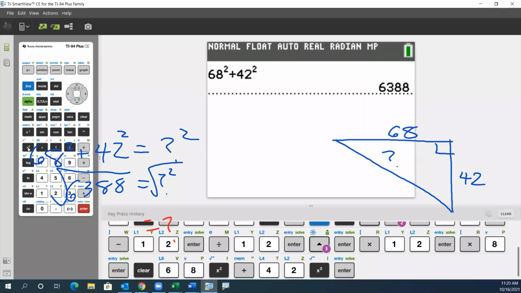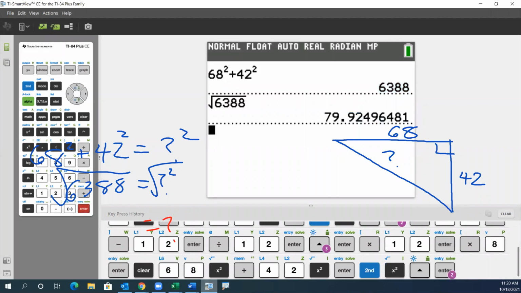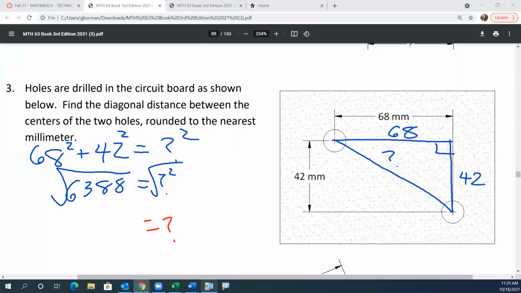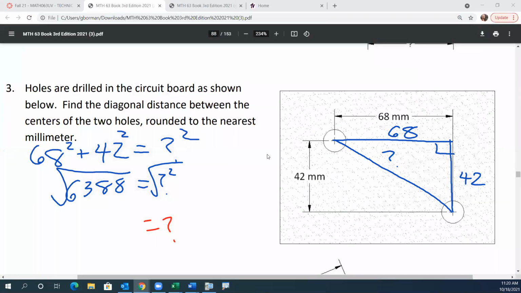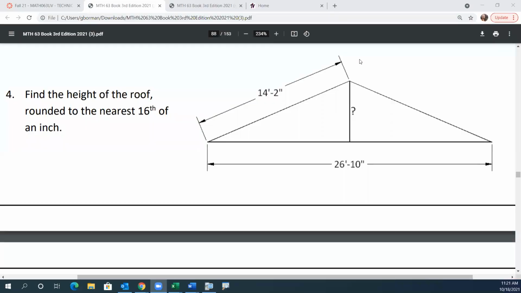So square root, arrow up to grab that number. And let's see, how do they say to round this off? Nearest millimeter. Oh, okay. So that'd be 80. Right. And of course, I'm going to include my units, the mm. All right. And that is how you do that one.